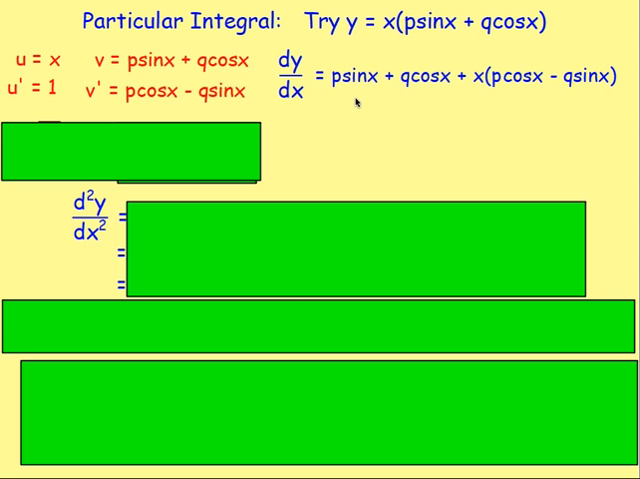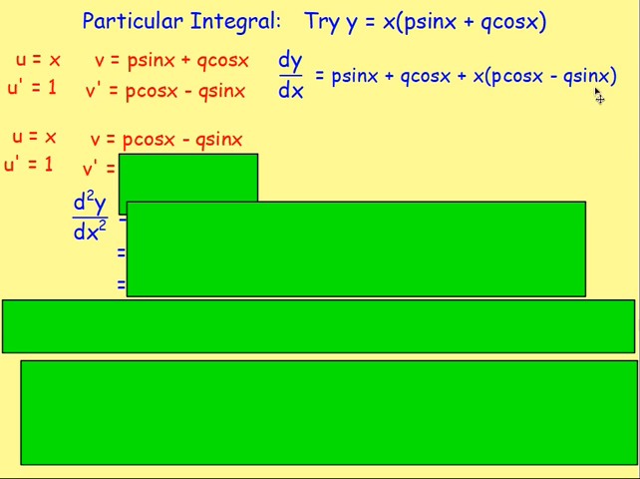So we have dy by dx, but we also want d2y by dx squared, so we differentiate once again. We can differentiate these two terms easily enough, but here you've got something in terms of x times something in terms of x, so you use the product rule. So let u equal x once again. U dash will equal 1. V is going to equal p cos x minus q sine x. And if you differentiate those terms, you get negative p sine x minus q cos x.